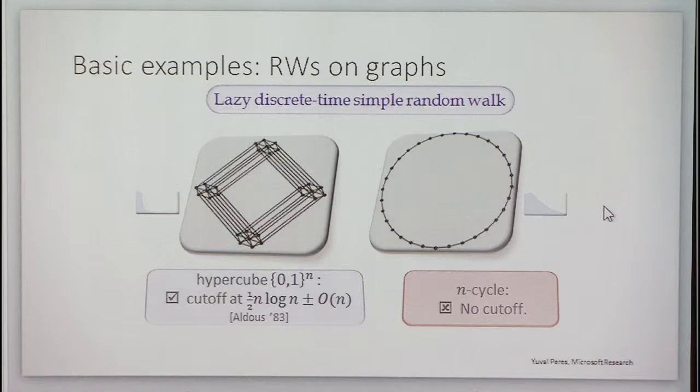The mixing time in the cycle is order n squared, but the constant depends on the epsilon that you want. So T mix of epsilon behaves like n squared multiplied by a log of 1 over epsilon. So if you change epsilon, you really change the constant that multiplies the n squared. And so these are kind of contrasting behaviors.